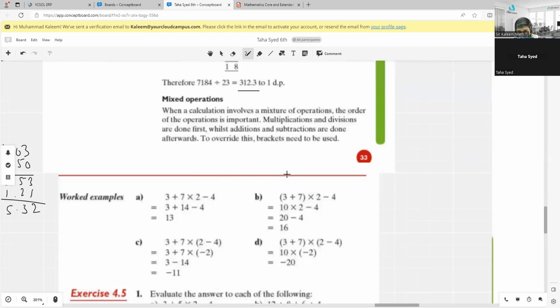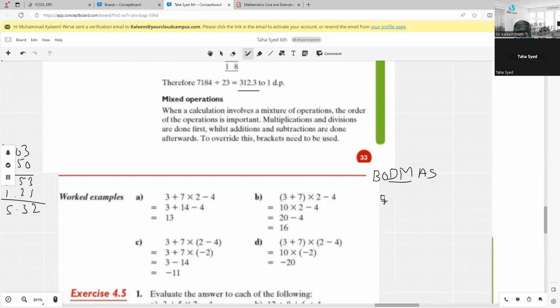So BODMAS: brackets, order, division, multiplication, addition, subtraction. You can also do multiplication first, division later. I told you that in division and multiplication you can solve either one first, and if you have addition and subtraction, you can also solve subtraction first, addition later. So what's the rule for them? The rule is that you just have to move from left to right.